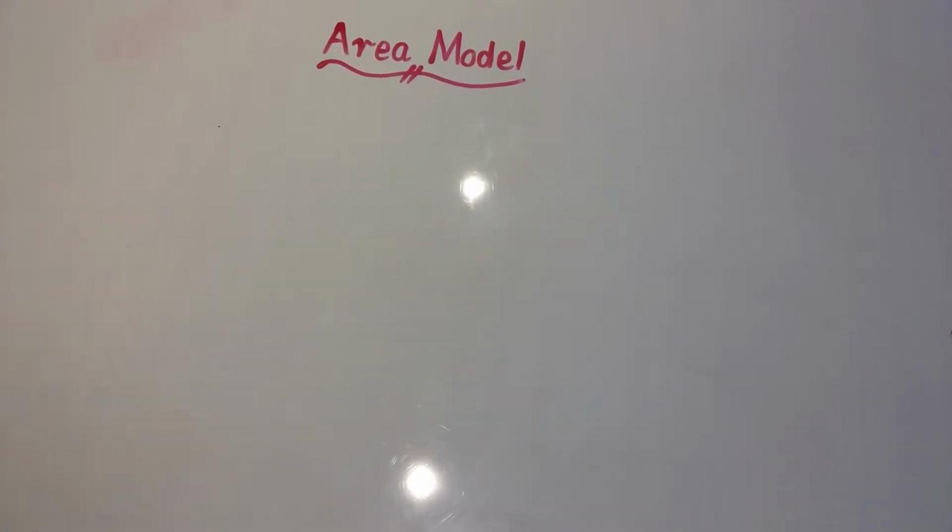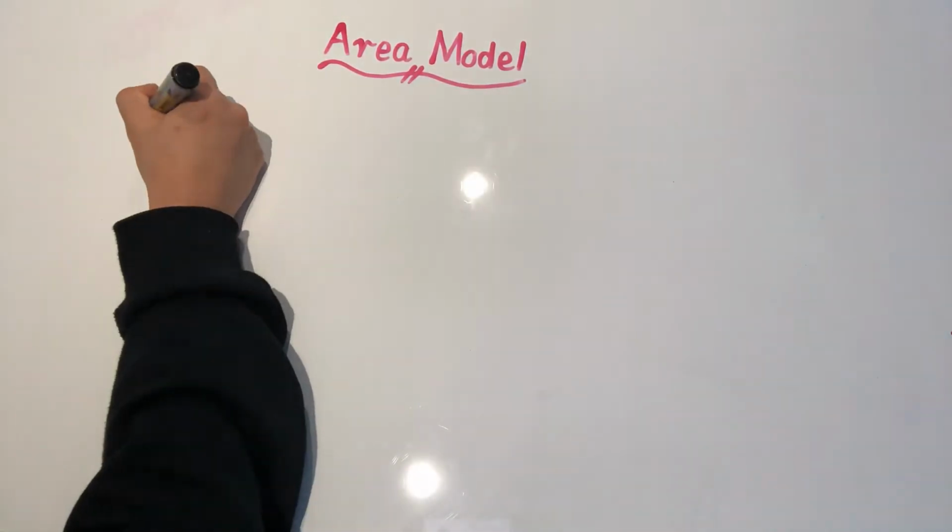Hi everyone, today we are learning how to use the area model to solve larger multiplication problems. Now the area model is something new for everyone. It is also sometimes called the grid method or the box method. The area model is a way that we represent multiplication using a picture. In the area model, the length and the width of a rectangle represent the factors and the area of the rectangle represents the product.